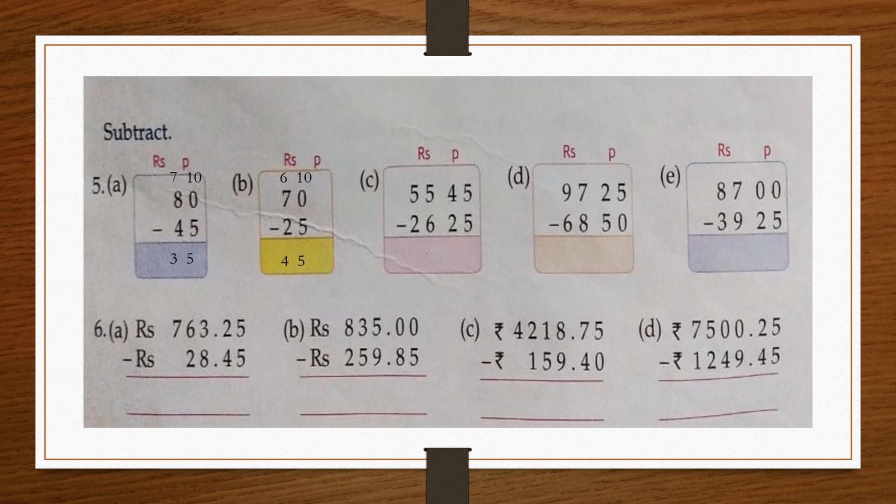In the next section, C part, 55 rupees 45 paisa minus 26 rupees 25 paisa. So 5 minus 5 is 0. 4 minus 2 is 2. And from 5 you cannot subtract 6 in the rupee section. So you will borrow 1 from 5. It will become 15.